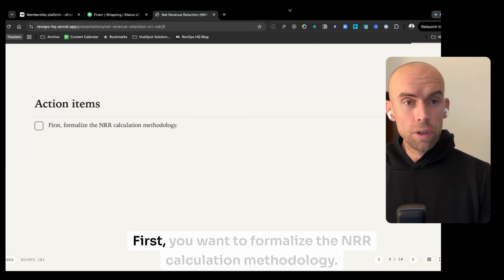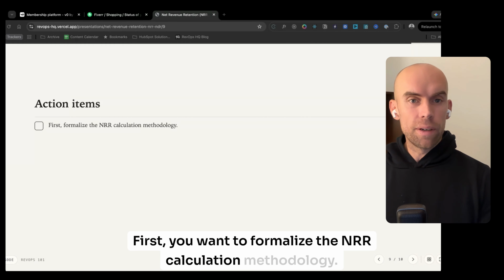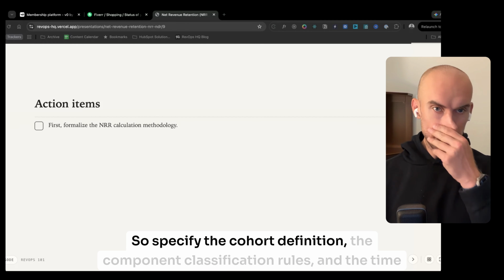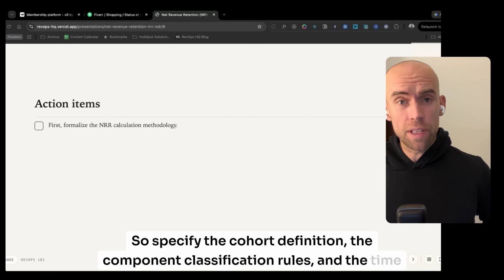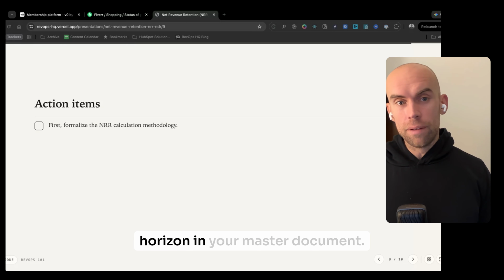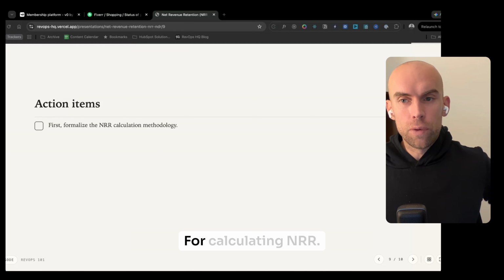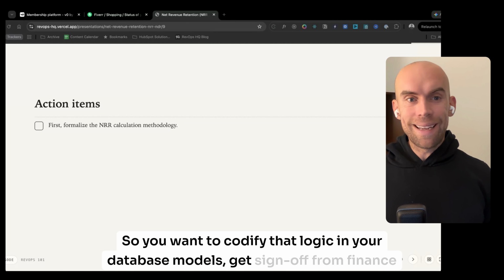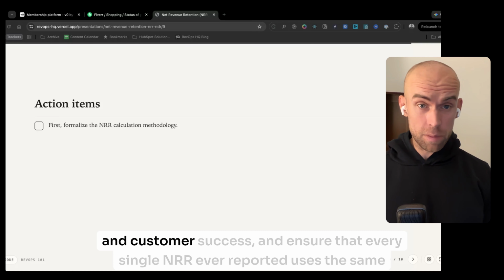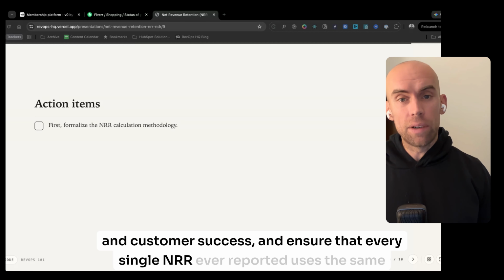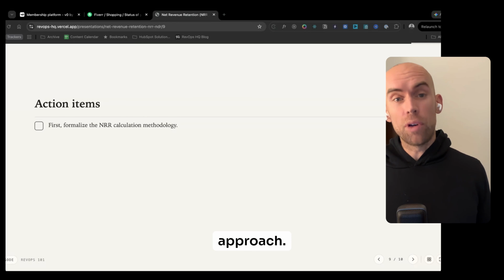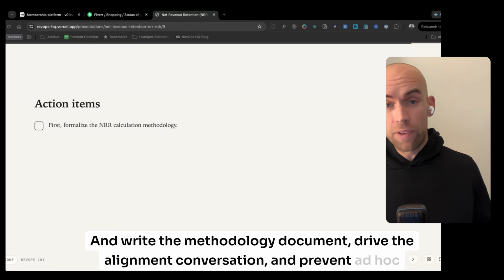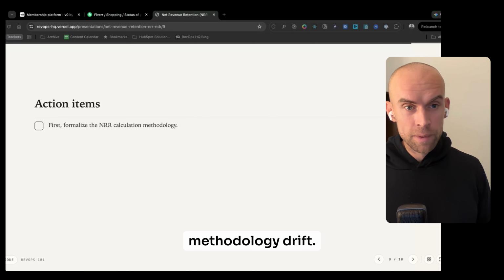First, you want to formalize the NRR calculation methodology. So specify the cohort definition, the component classification rules, and the time horizon in your master document for calculating NRR. So you want to codify that logic in your database models, get sign-off from finance and customer success, and ensure that every single NRR ever reported uses the same approach. And write the methodology document, drive the alignment conversation, and prevent ad hoc methodology drift.